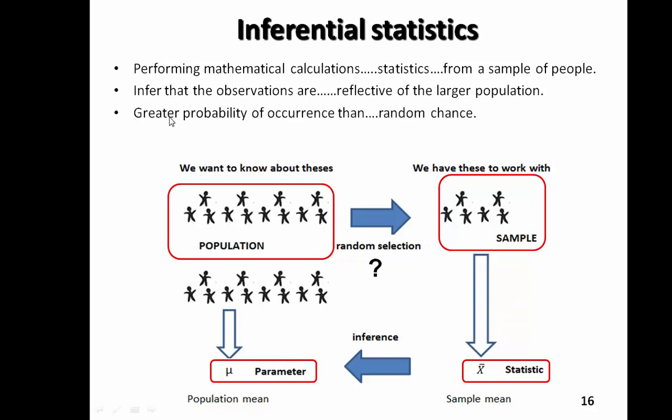The conclusion here is that the observations from the sample represent a greater probability of occurrence, if we obtain a different sample from the population, than what would occur through random chance. And this idea serves as the foundation for inferential statistics.